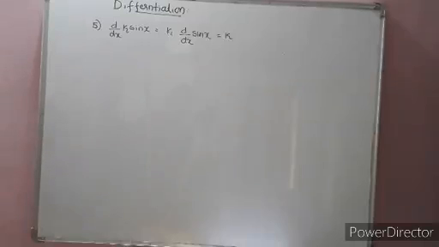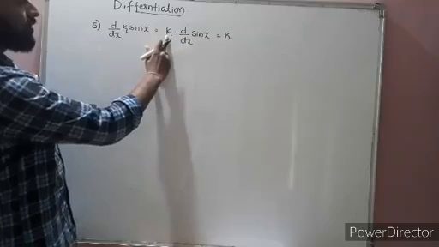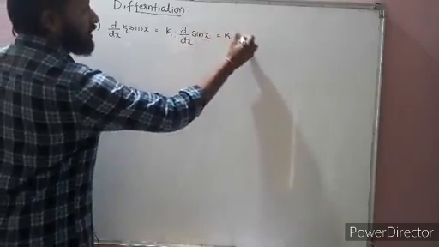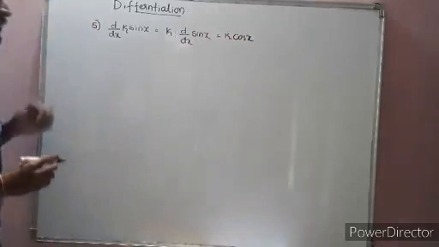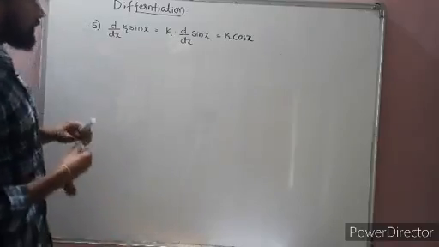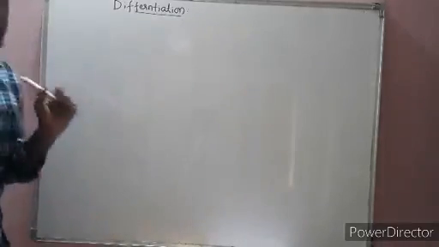So d by dx of k times sin x is, k will come out, and d by dx of sin x, and the derivative of sin x will be cos x. So this is the fifth one. Well, I hope you understood the things. Now let's move on to the next topic.